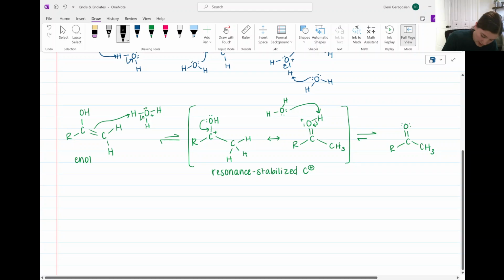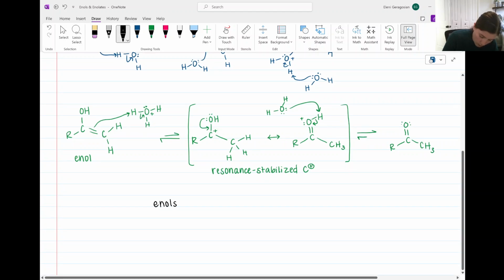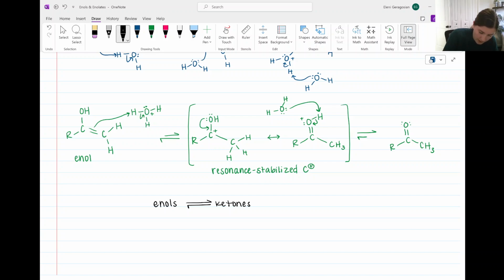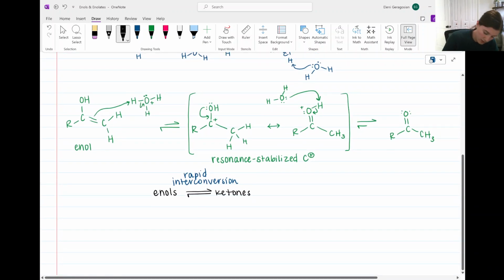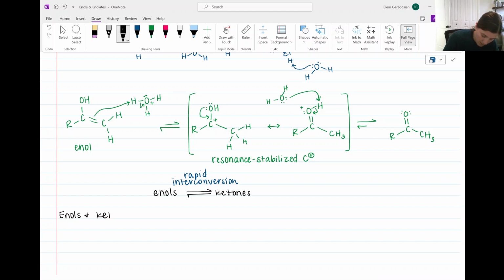And so enols and ketones rapidly interconvert in general. So enols and ketones, we have rapid interconversion. We said in the last video that enols and ketones are tautomers. Let's define what that means. So enols and ketones are tautomers.